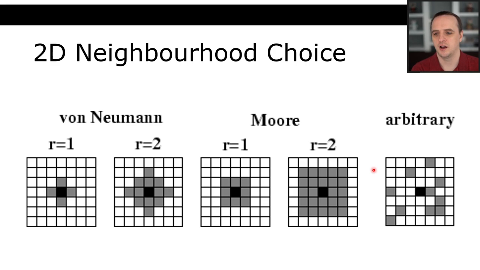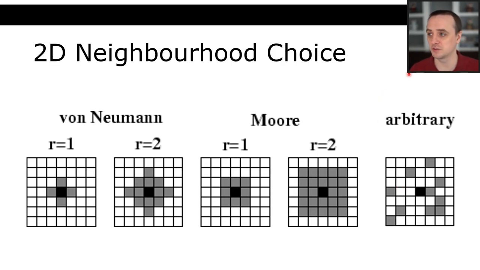So these neighborhoods also have a radius, and so if you ever see an algorithm talking about the von Neumann neighborhood of radius 2, then that's what this means. It means that we go up, down, left, and right from the current cell and then again from all of those cells. And so the Moore neighborhood would be a radius 2 in all 8 directions, or we could have some arbitrary choice of neighborhood, but we're not going to get that far with it in this course.